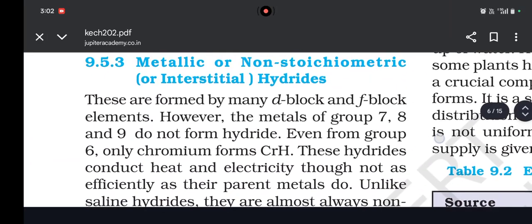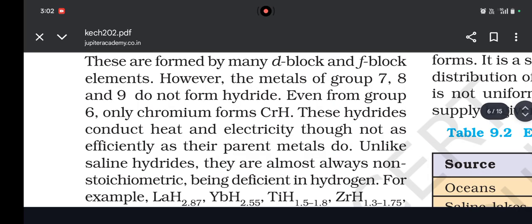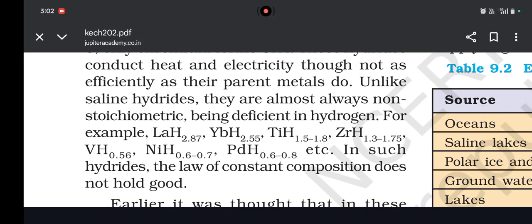Metallic or non-stoichiometric or interstitial hydrides. These are formed by many d- and f-block elements. However, the metals of groups 7, 8 and 9 do not form hydrides. Even from group 6 only chromium forms CrH. These hydrides conduct heat and electricity, though not as efficiently as their parent metals do. Unlike saline hydrides, these are almost always non-stoichiometric, being deficient in hydrogen.